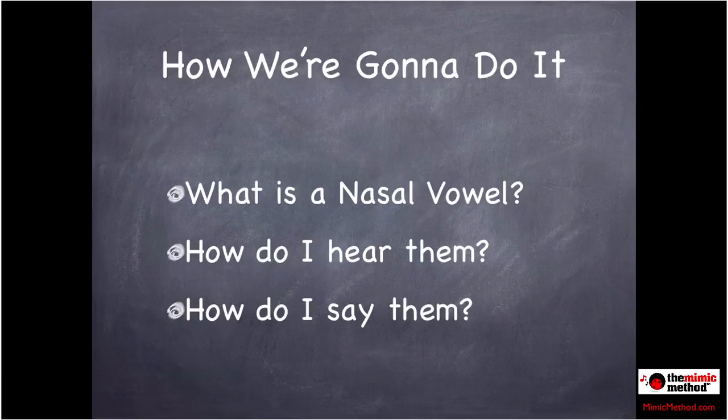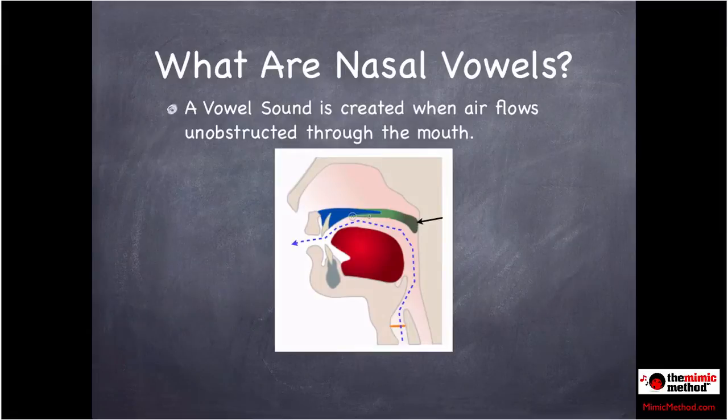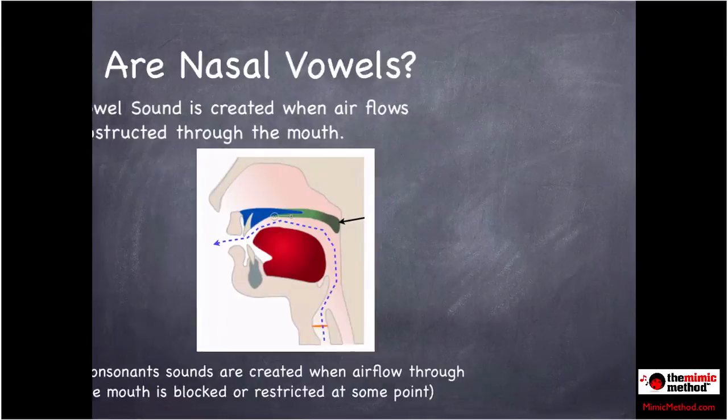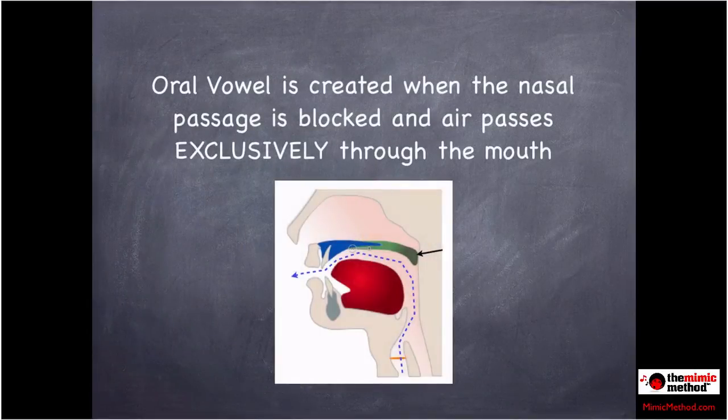Let's get started. Before we get into what a nasal vowel is, we need to understand first what a vowel sound is. A vowel sound is created when air from your lungs flows unrestricted and unobstructed through the mouth. So to put that in context, vowel sounds contrast from consonant sounds, which are defined by the blockage or restriction of airflow through the mouth. Now, there are 2 types of vowel sounds, oral vowels and nasal vowels. An oral vowel is created when the nasal passage is blocked and air is forced to leave exclusively out through the mouth.